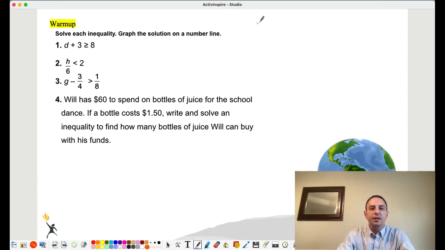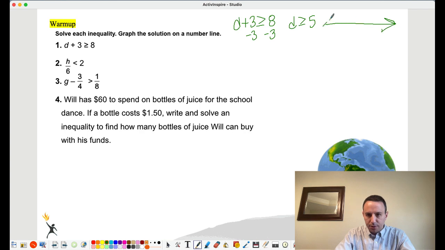All right, so now that you've had a chance to talk about these or do these, I'll do the first one. d plus 3 is greater than or equal to 8. So we'd subtract 3, or add negative 3, from both sides. So d is greater than or equal to 5. My number line would look something like this. I'd have a closed circle, and it would be facing the right.